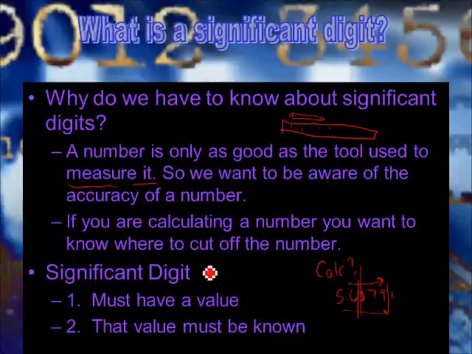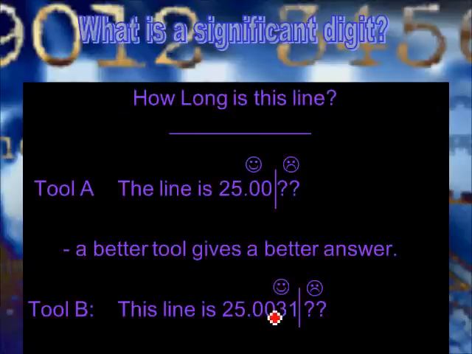All right, so the term significant digit. One, it must have a value, and that value must be known. That may sound strange. When would a number not have a value, or when would that value not be known? We'll see a couple of examples of that as we move through this PowerPoint. All right, so how long is this line?